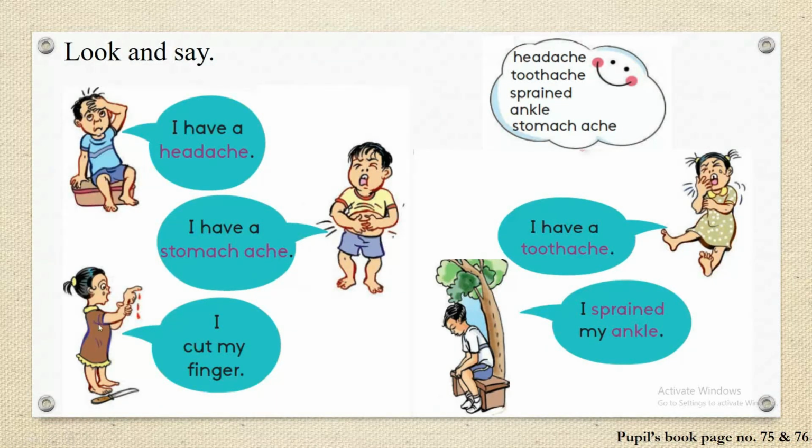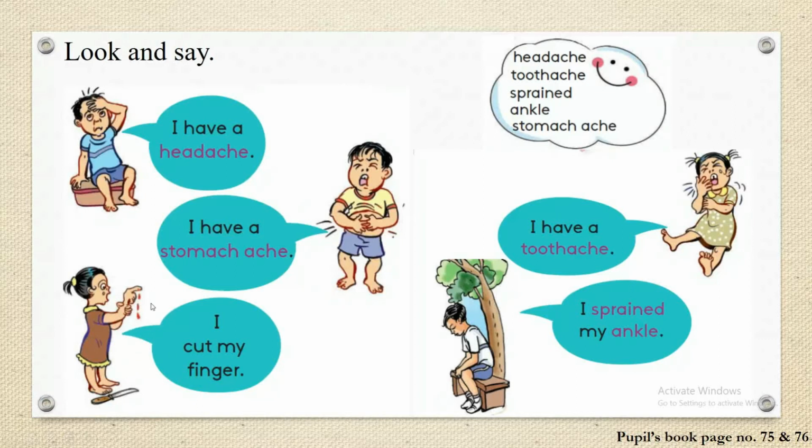Okay, now look at the next picture. There is a girl. Now look, what is this on the floor? Yes, what is it? It is a knife. So, look at her finger. It is bleeding. What happened? I cut my finger.